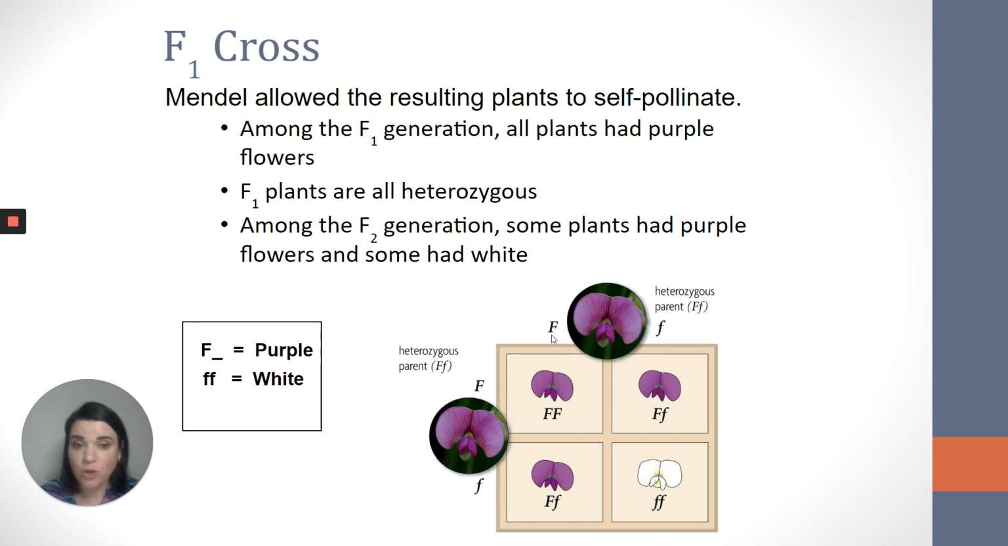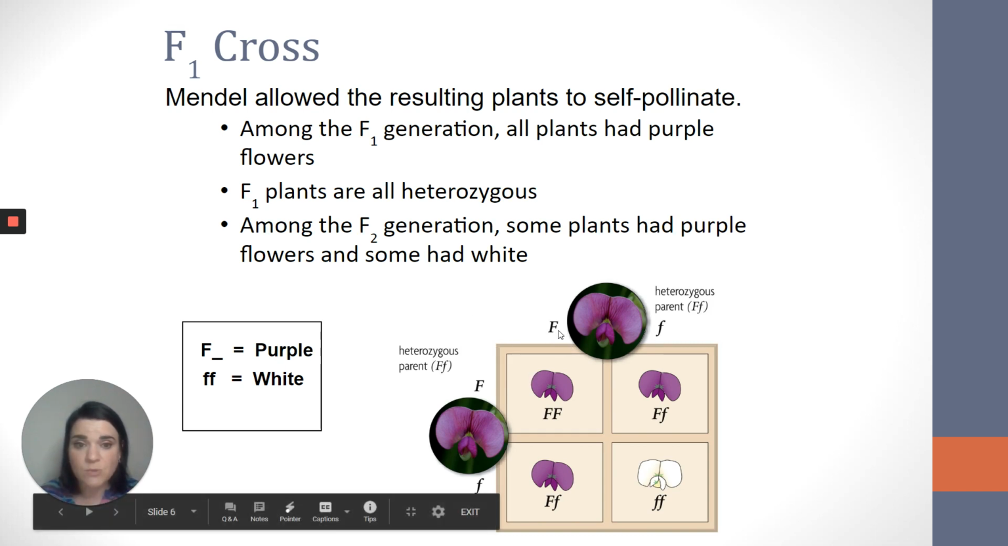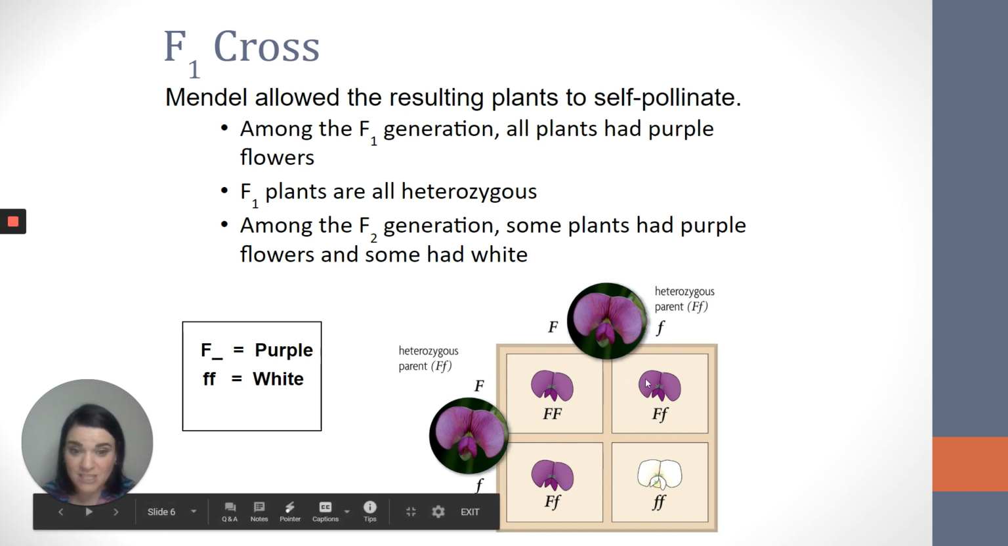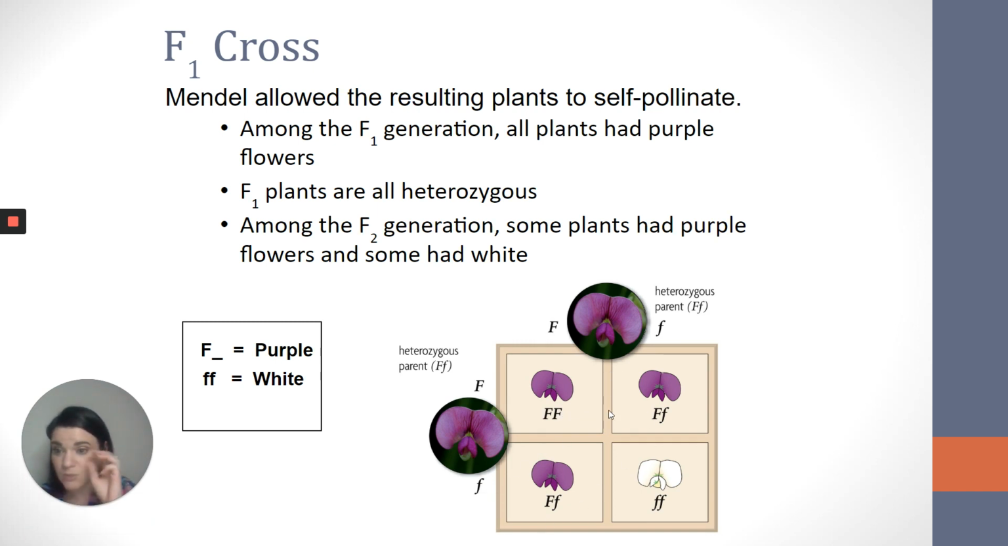For the next one, if we're crossing two heterozygous parents, which means they have one dominant allele and one recessive allele, you're going to get that ratio of 1 to 2 to 1: one homozygous dominant, two heterozygous, and one homozygous recessive. And then our phenotypic ratio, which is the physical characteristics, you can see here, this makes it a little more obvious, is going to be 3 to 1. So we're going to have 3 purple plants to 1 white plant.